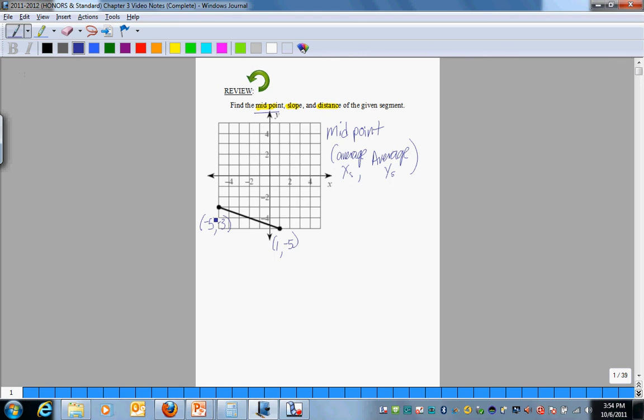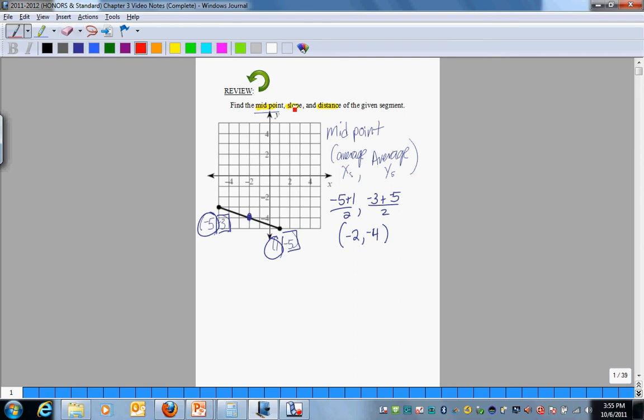I'm going to circle my x's. -5 plus 1 over 2. I'm going to box my y's. And I'm going to get -3 plus -5 over 2. And I add and divide by 2. That's going to be -2. Add and divide by 2. That's going to be -4. If you plot that point, -2, -4, it is the exact midpoint.